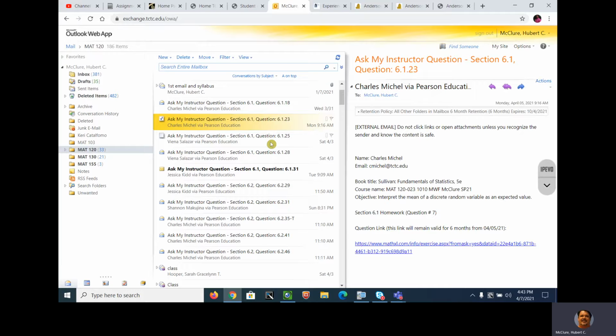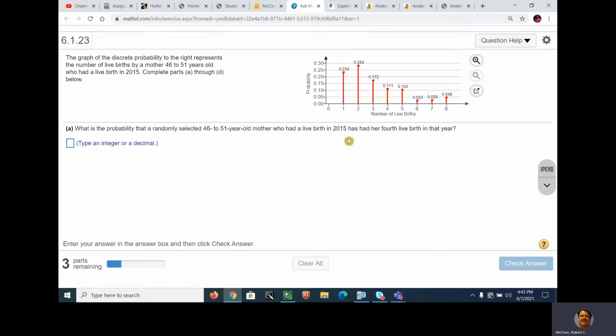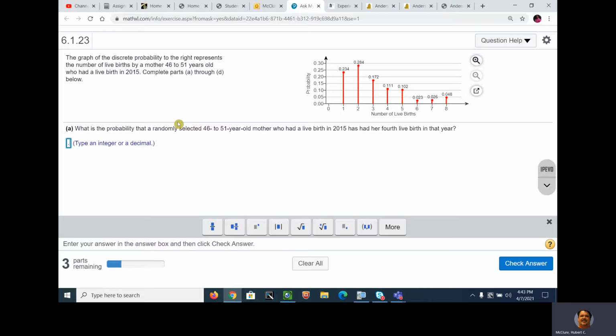6.123, part 7. Let's see what this one looks like. Okay, the graph. What is the probability that a randomly selected mother who's had a birth in 2005 has had 4 live births? 4 live births is 0.111. So you put 0.111 right here.